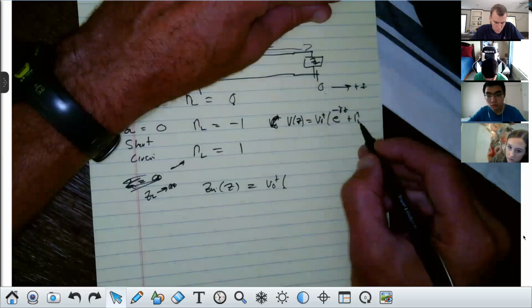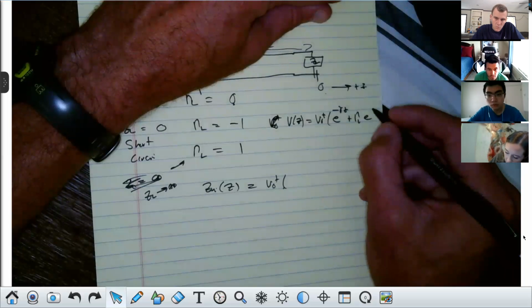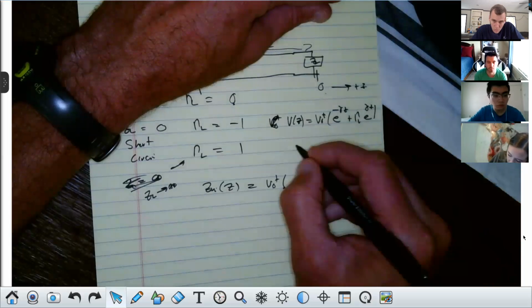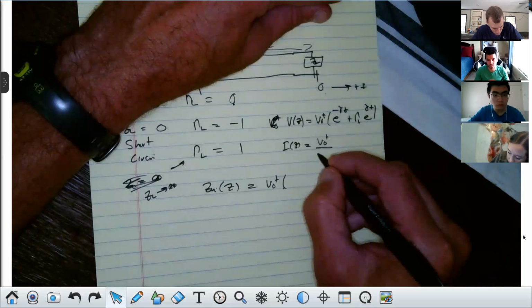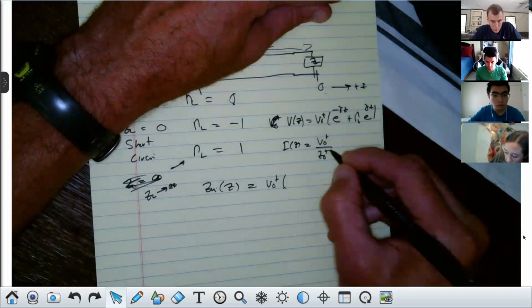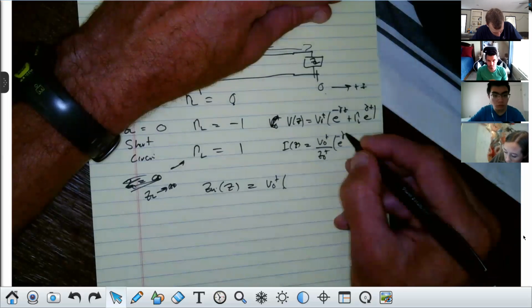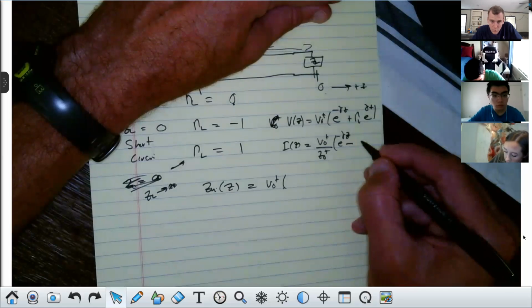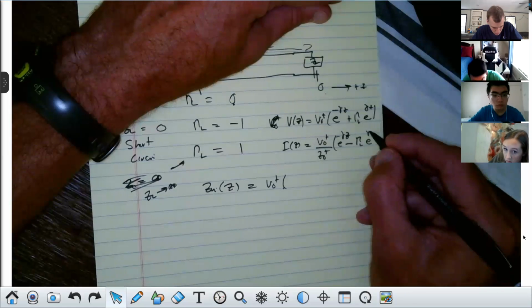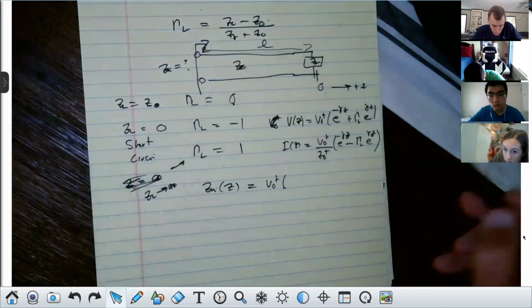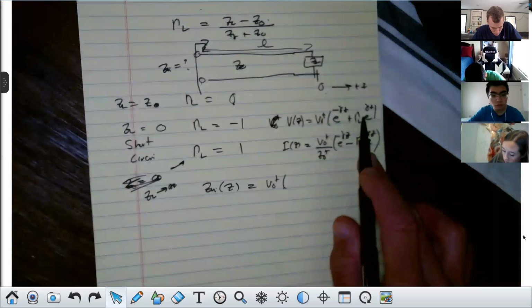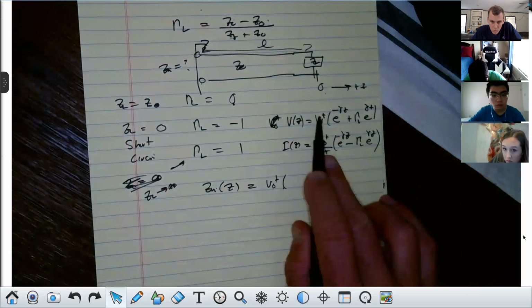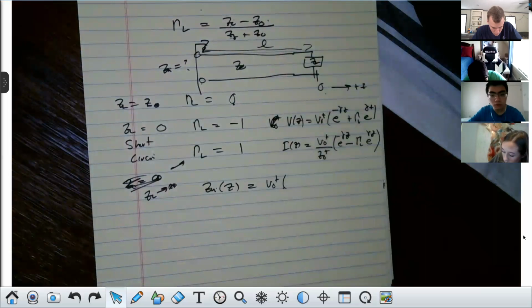Okay, instead of putting V0 minus here, you put in gamma L times e to the gamma Z, and you can write I of Z equal to V0 plus over Z0 plus times e to the minus gamma Z, and here it would be minus gamma L e to the gamma Z. So these are the equations for voltage and current with V0 minus defined as V0 plus times gamma L.